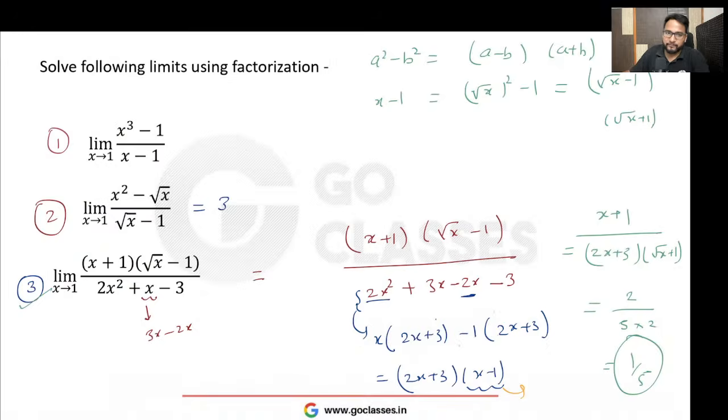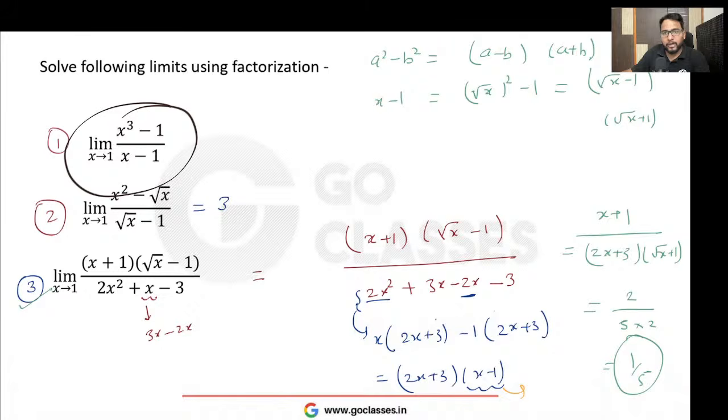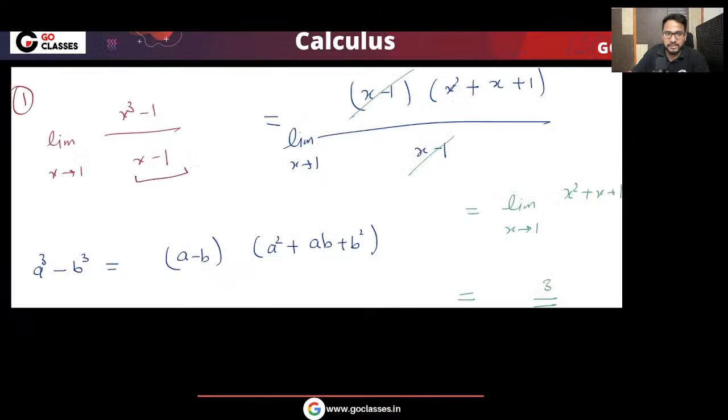So let's quickly see. Suppose that you want to solve this. The first method that we want to see is factorization. Suppose you want to solve this particular question, x cube minus 1 upon x minus 1. You can just factorize this x cube minus 1, and then some of the factors might get cancelled, and then finally you can have your answer as 3. Is this okay to everyone?